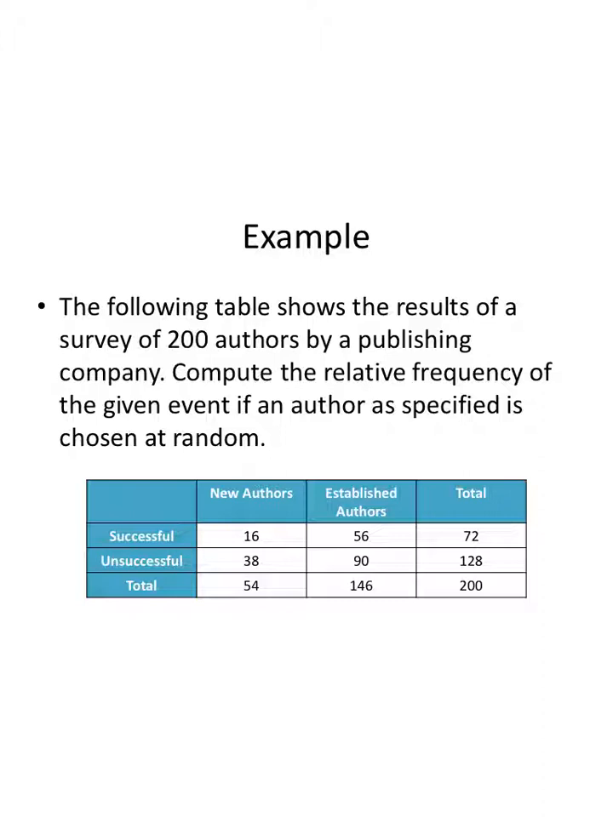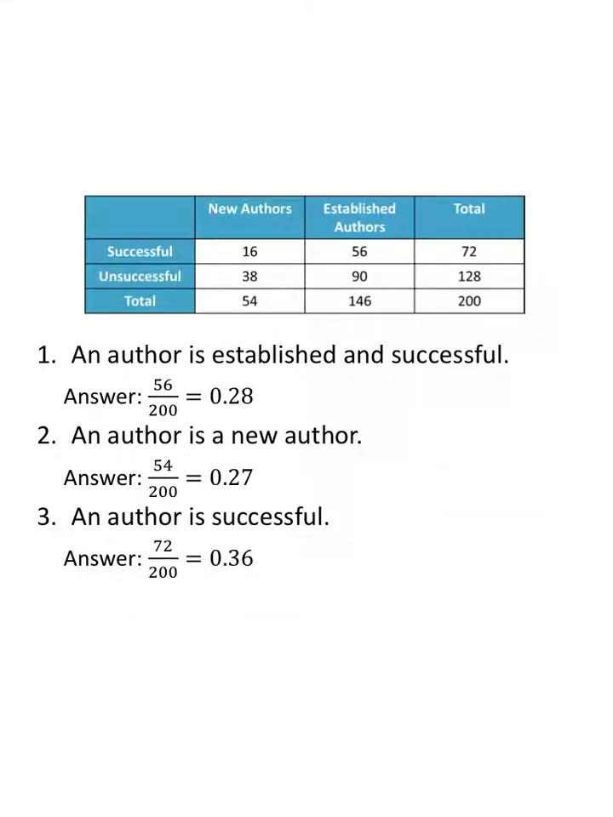The following table shows the results of a survey of 200 authors by a publishing company. Compute the relative frequency of the given event if an author is chosen at random. So an author is established and successful. Here we see an author, so we're looking at all the authors. Our denominator is 200. What type of author are we specifying? Established and successful, an intersection. There's only 56 out of these 200, which is a 0.28 or a 28% chance that an author is established and successful.